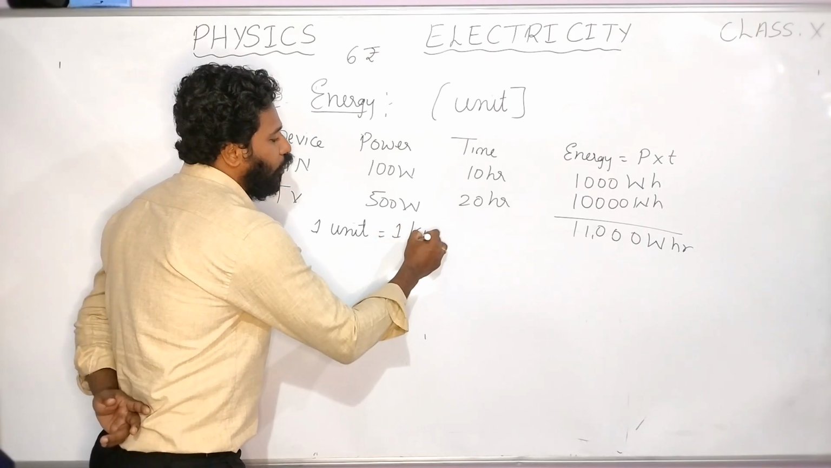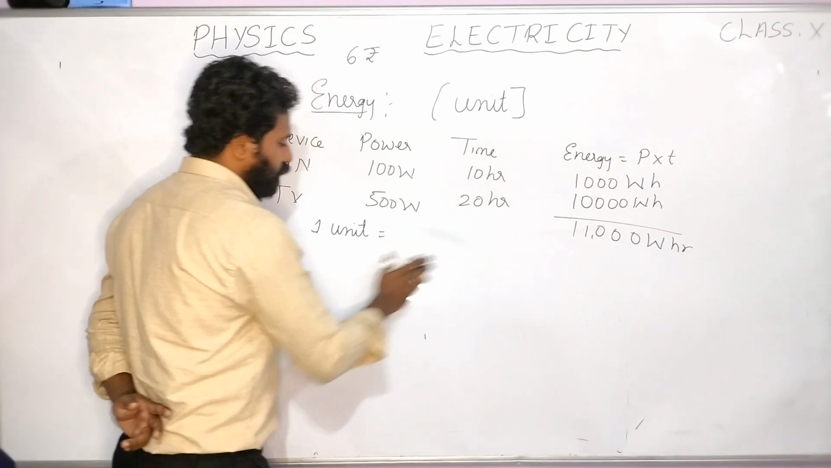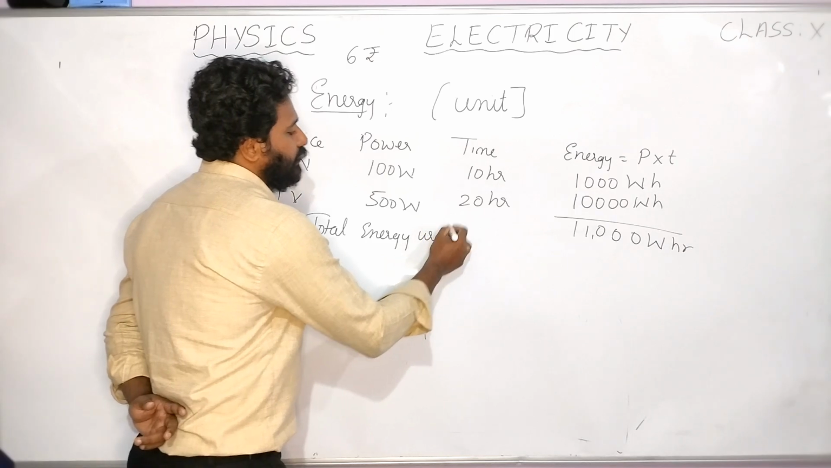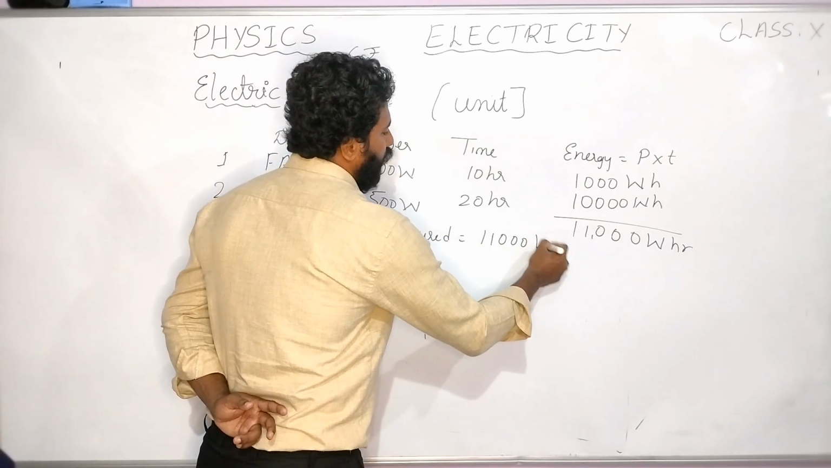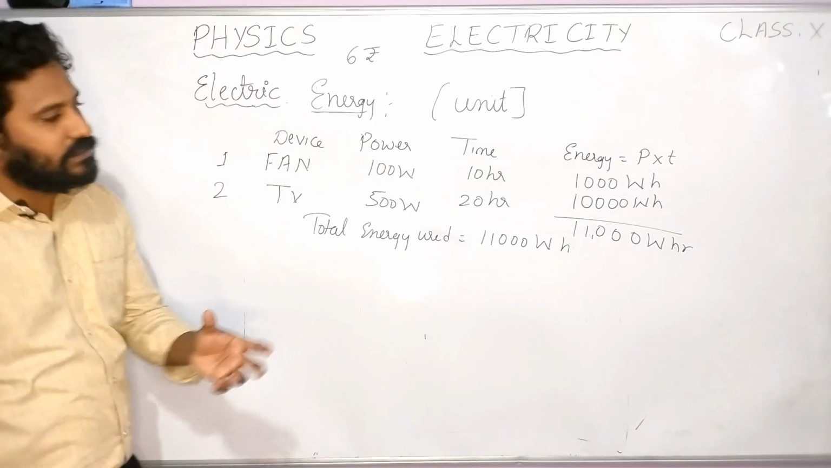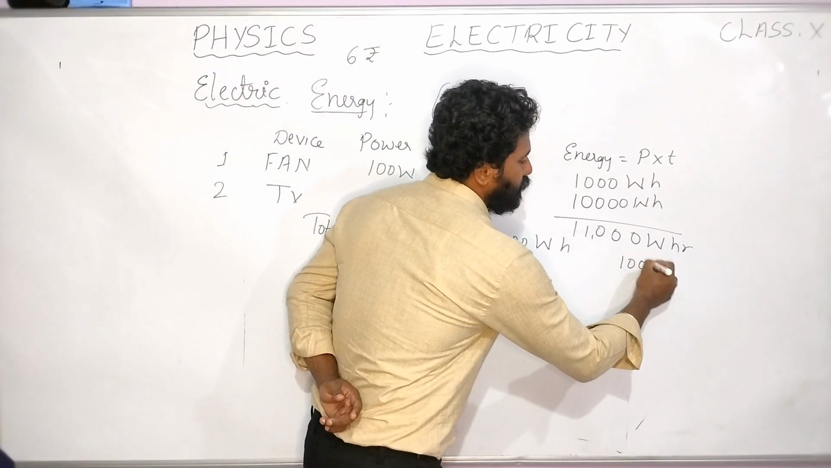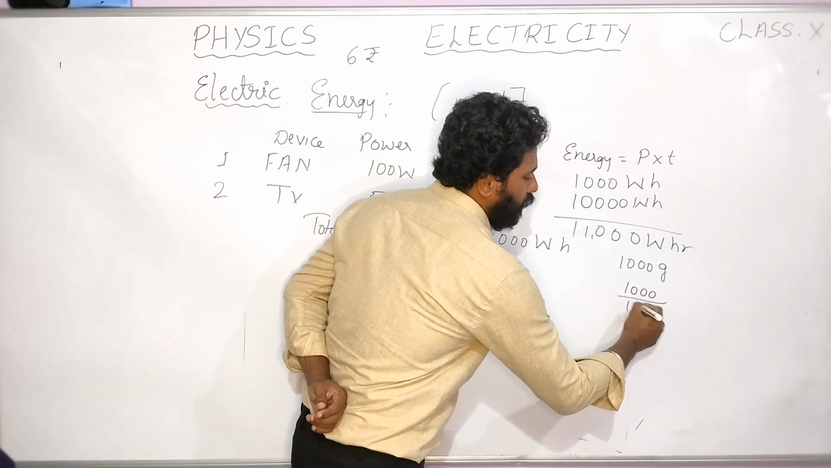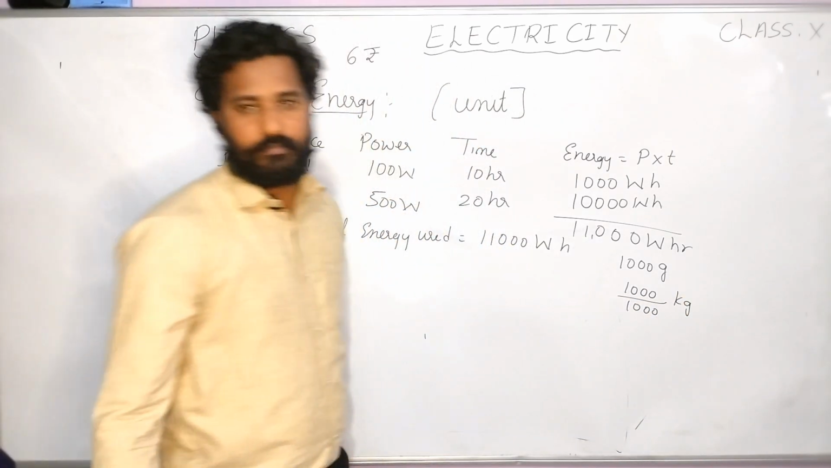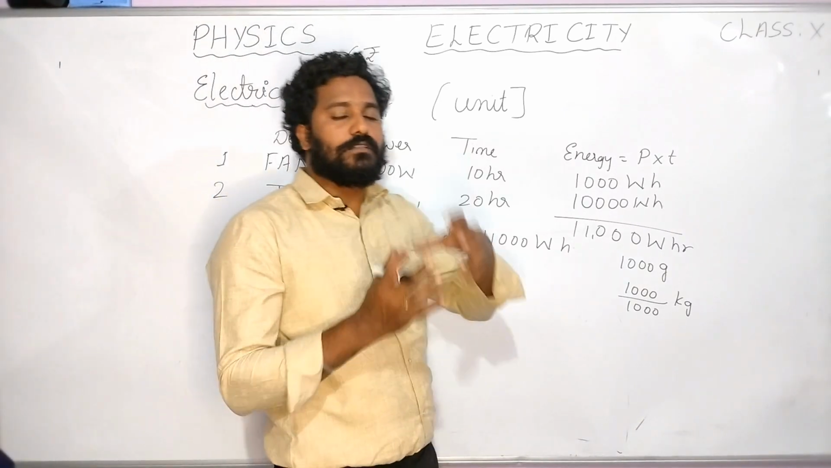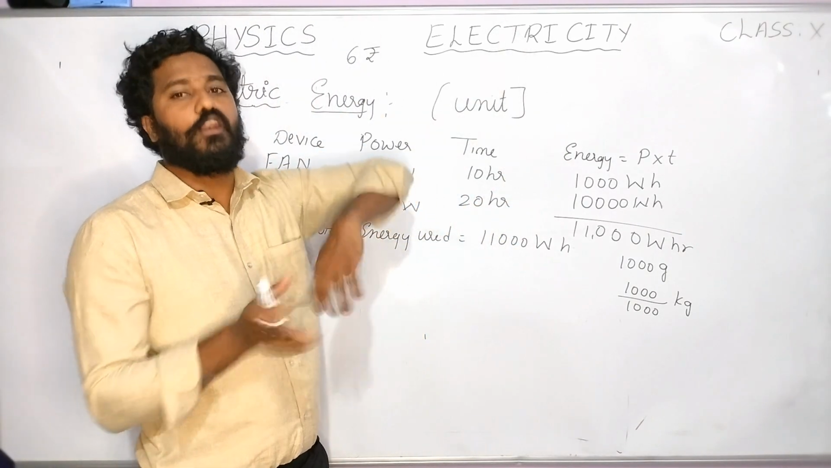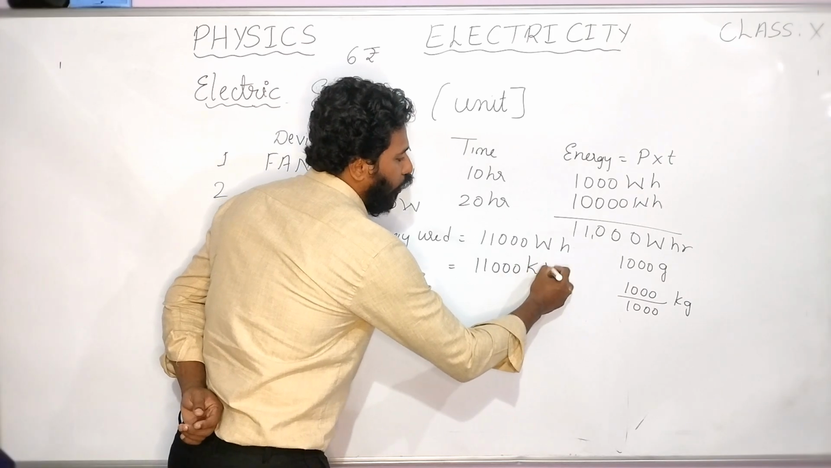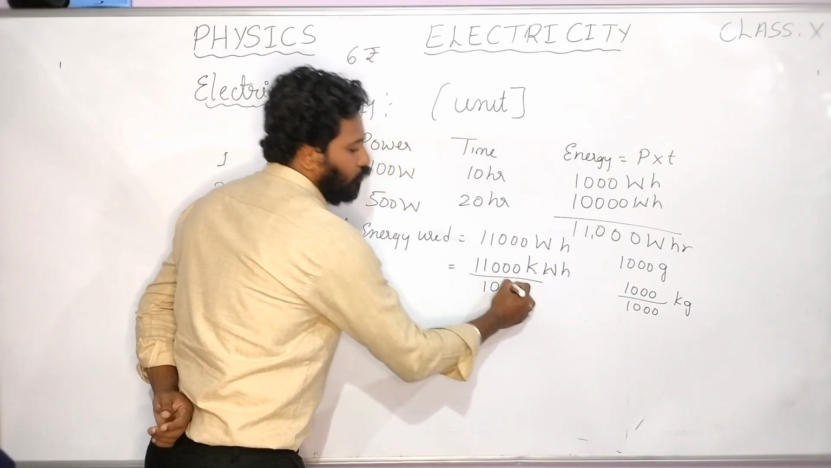Okay, so 1 unit means how much? 1 unit equals 1 kilowatt hour. So total energy used, how much? 11,000 watt hour. How do you convert something to kilo? For example, 1000 grams, how do you convert to kilo? 1000 divided by 1000, then it will convert into kilogram. Did you understand? Whenever you want to convert some units to kilo, you have to divide it by 1000. So you have to divide 11,000 watt hour by 1000.